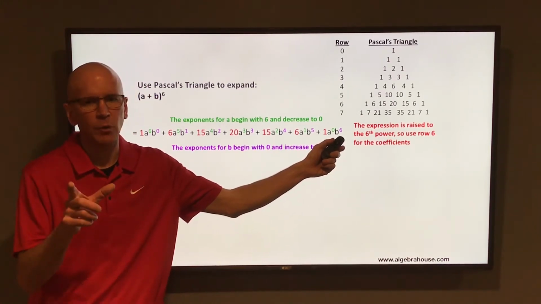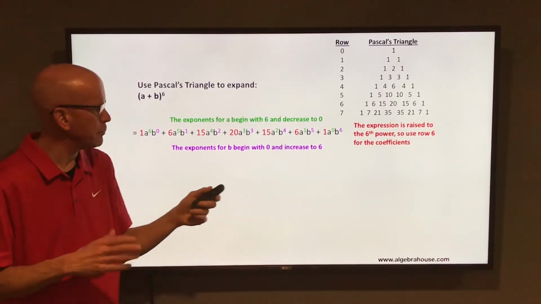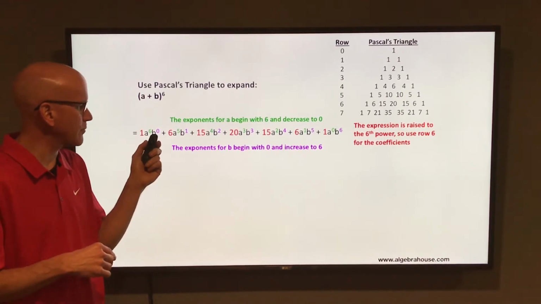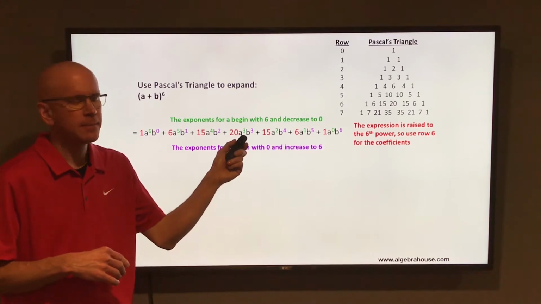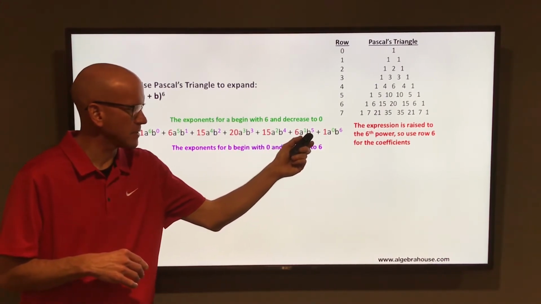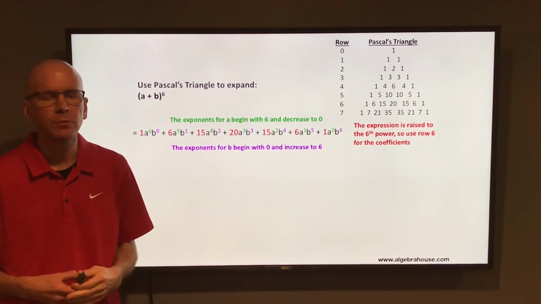Now, a quick check of your exponents. This is a good way to check, make sure you have the right exponents. Each of these pairs of exponents should add up to 6. So on each pair of exponents, on the a's and b's, they should all add up to 6.